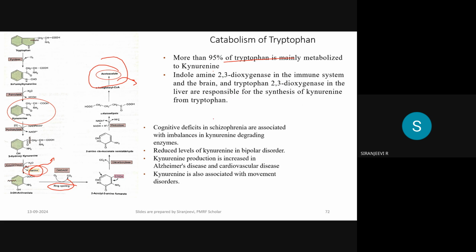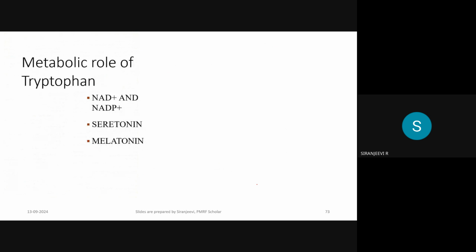Any kind of issue here leads to cognitive defects; schizophrenia is associated with an imbalance in the kynurenine degrading enzymes. There are reduced levels of kynurenine in bipolar disorders, and kynurenine production is increased in Alzheimer's disease and cardiovascular disease as well. And kynurenine is associated with movement disorders.